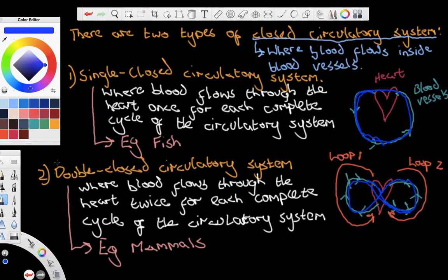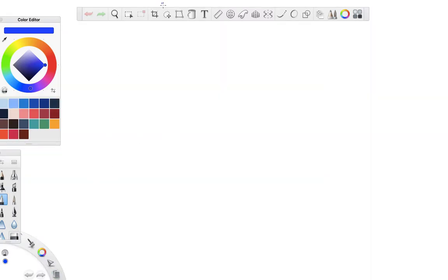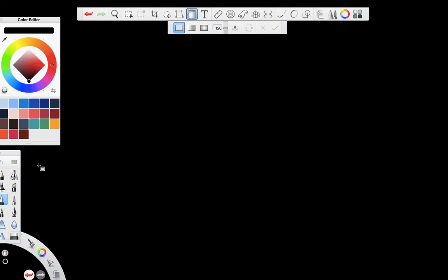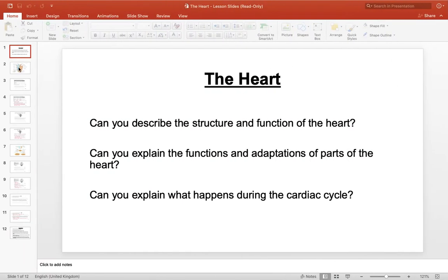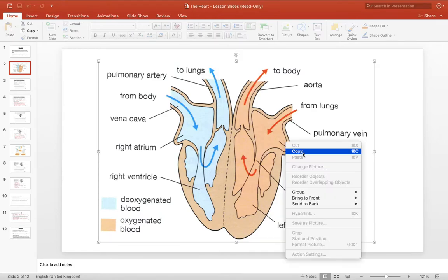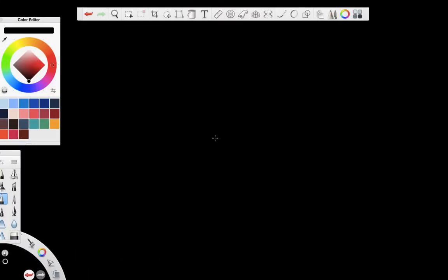The one we're going to focus on now is the double closed circulatory system. We're going to look at the heart of mammals and your heart. Okay? So if we can refresh the screen, we don't want to save it, put it back to black. I want to add an image from the PowerPoint that looks like this. I'll add it in a moment because for now we're going to talk about the structure of the heart first.